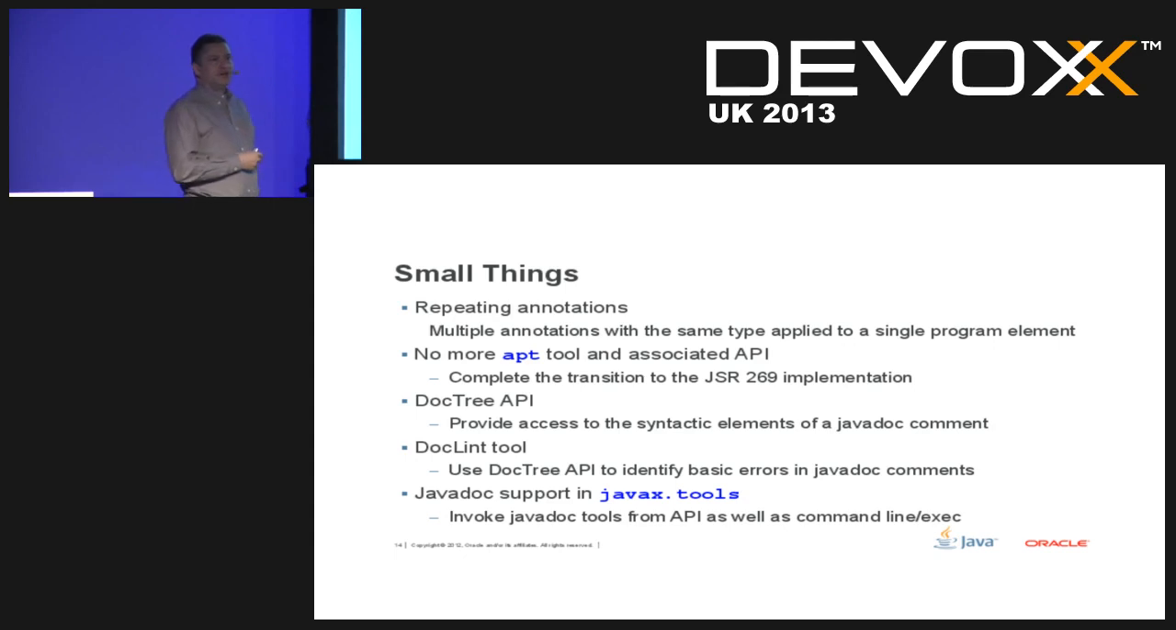Again, related to Javadocs, we're adding API support through javax.tools. That way you'll be able to run the Javadoc functionality, the Javadoc processing, not just from the command line, but in the same way that you can call the compiler through an API, you'll now be able to call the Javadoc tools through an API. Again, that helps with things like IDEs, because they can interact with that programmatically rather than having to execute it through a command line interface.